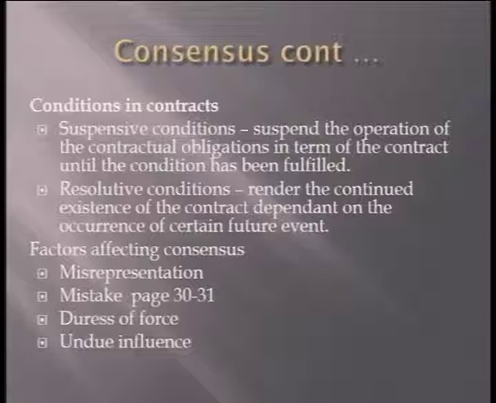Factors affecting consensus: we have misrepresentation, we have mistake, duress or force, and undue influence. They are on pages 30 to 31 of your textbook. Ladies and gentlemen, you can look at it, study it, and call me where you don't understand.